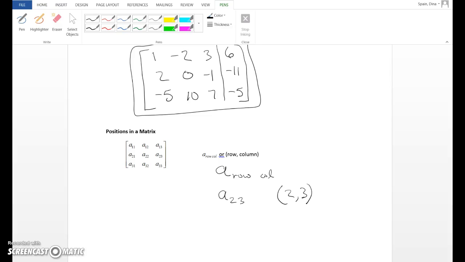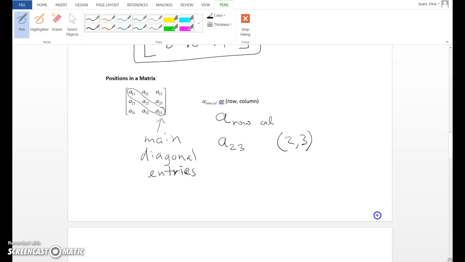At the tail end of the first video, we were talking about positions in a matrix, and what I meant to say, just let me grab the pen, was that these entries right here, it's called the main diagonal. Those main diagonal entries are going to be really important going forward. So it's the A11, A22, and A33 position. Right? That's called the main diagonal of the matrix.